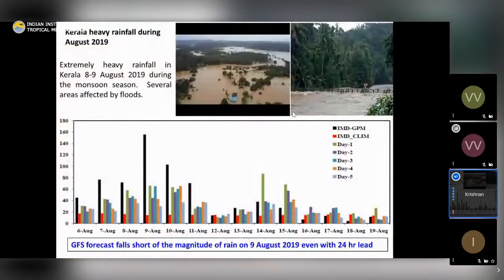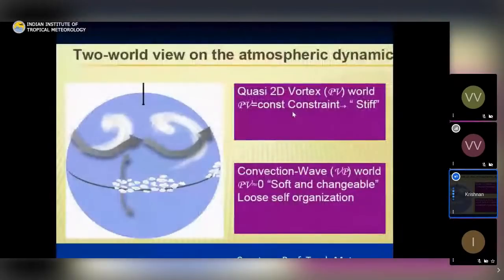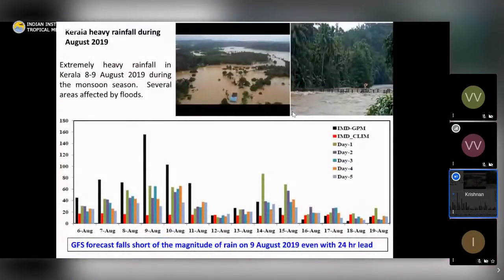So we need a lot of research to look at the tropical processes. This is the Kerala flood in 2019. Entire Kerala was flooded, very extreme rainfall. And Partha gave me the slide on the GFS forecast. On the 9th of August, you had almost 150, 160 millimeters of rain just in 24 hours. And unfortunately, the models were unable to capture it, the GFS models, even in the one-day forecast.